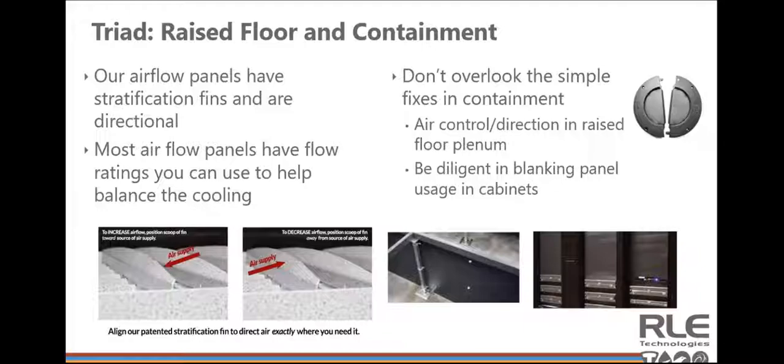So think about that. And then start with the simple things. Blanking panels, controlling airflow in the underfloor plenum with plenum panels, using grommets and foam to fill those cable pass-throughs and other leakage points will really help bring everything to a good normalization and starting point for any other changes you make.